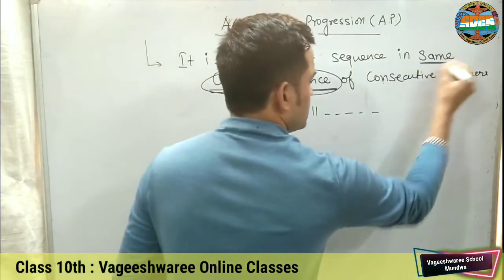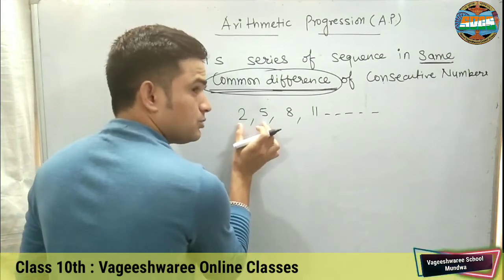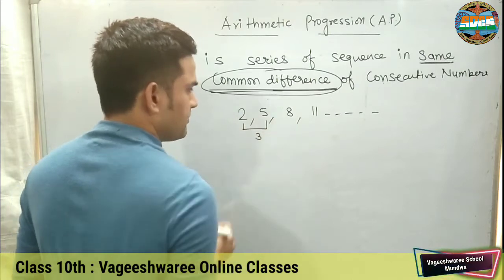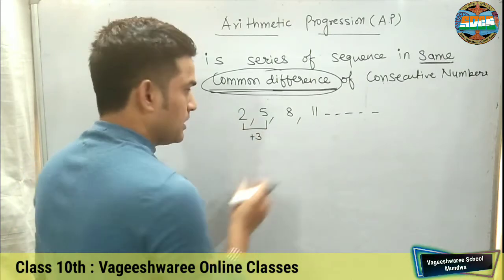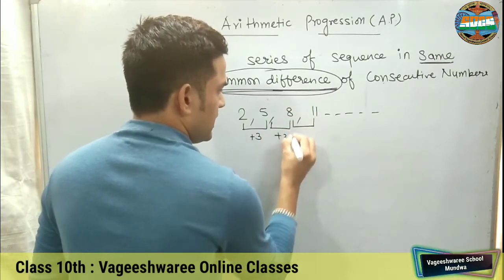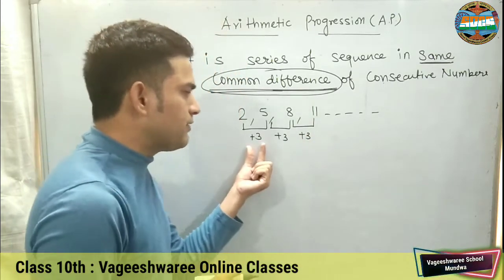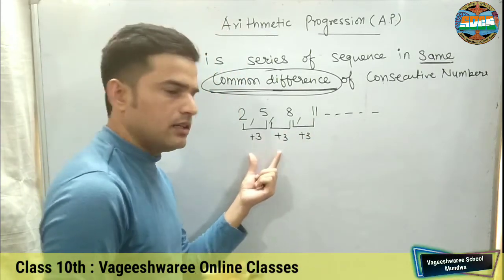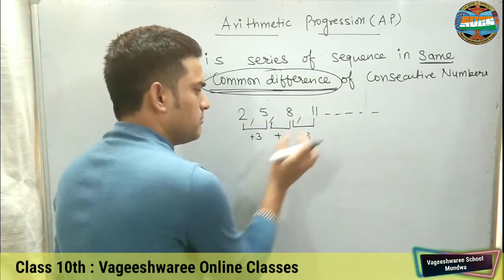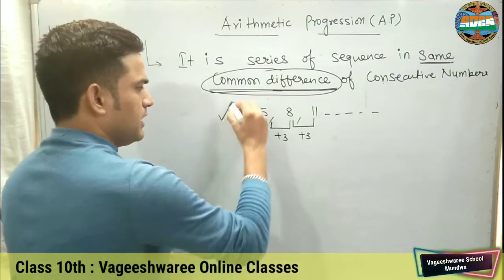Just like same common difference. The difference between the first two consecutive numbers is 5 minus 2, which is plus 3. Next, 8 minus 5 is plus 3. Next, 11 minus 8 is plus 3, and so on. So the common difference of the series is 3. The difference between all consecutive numbers is 3, so this is an AP.